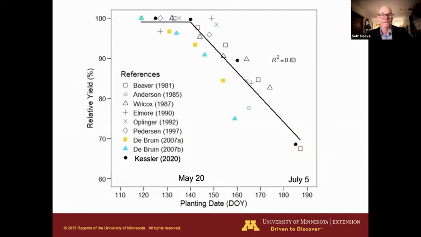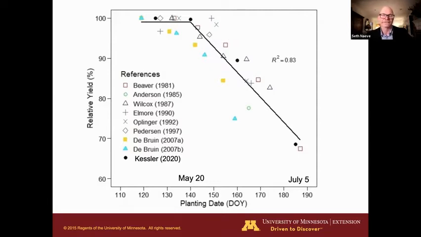Certainly, farmers are planting earlier. We know that from USDA records. But what is the yield response to this? This is a summary of a number of classical planting date studies in soybean. Basically, these folks, all the way starting in 1981, all the way through an Iowa study this last year, have basically shown the same exact thing.